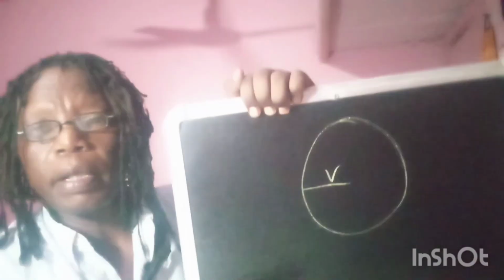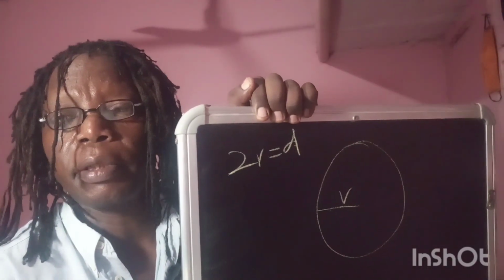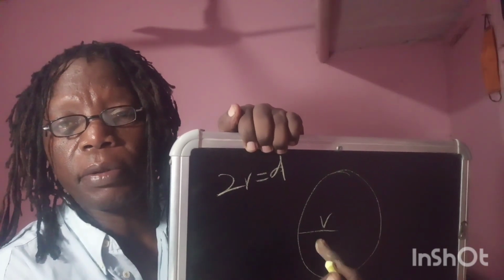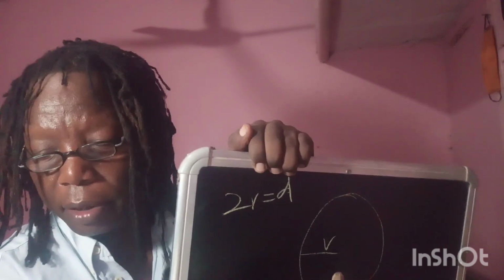And if you are using the radius, then it will be half, like this. This is a radius halfway. So 2r will be equal to d, diameter. 2r is equal to diameter. Diameter is the entire of this thing, and half is the radius. So 2 of these will make the entire diameter.